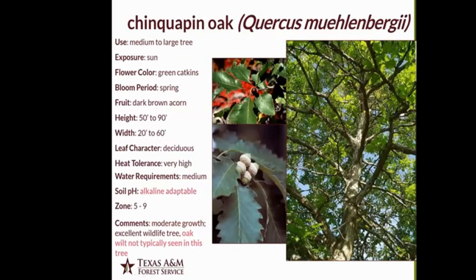It's a little delayed. Okay, now we've got the chinkapin oak. This is an alkaline adaptable tree, so good for our soils. It is a medium to large tree with moderate growth. It's an excellent wildlife tree, with acorns that deer, turkeys, and other animals eat. Oak wilt typically isn't seen in this tree, although it has been found to occur in chinkapin oaks. It's not one of those that's highly known for a lot of mortality because of oak wilt.